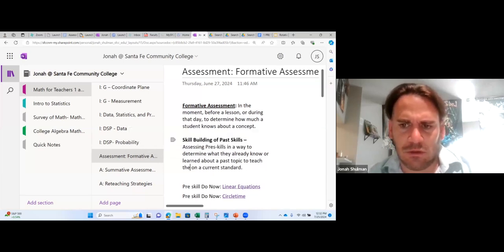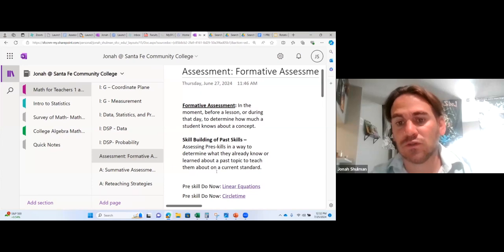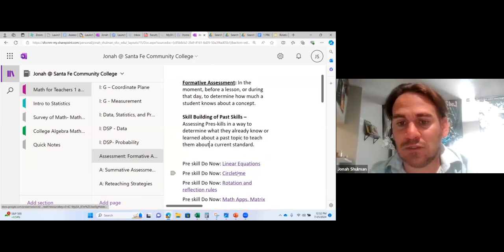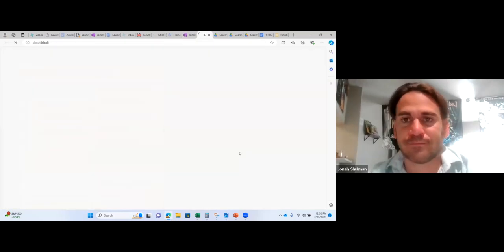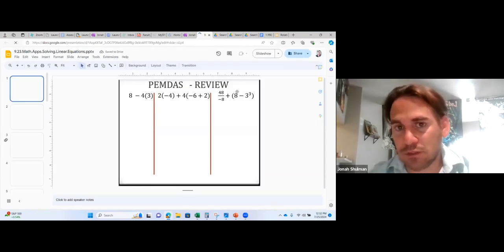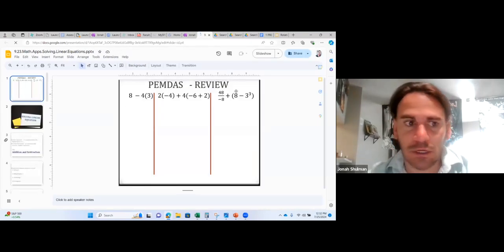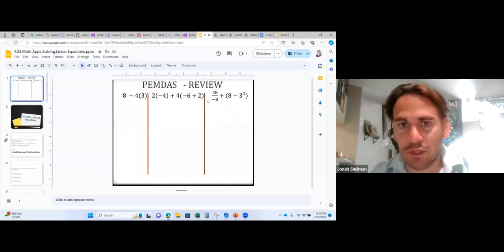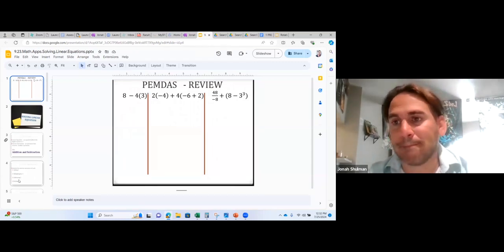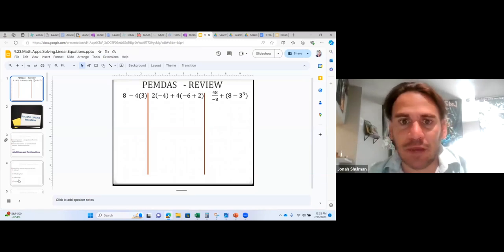Teach them about a current standard, because students are always bringing stuff into the classroom. They're always bringing stuff in about what they already know. So a lot of ways that I do this is with do now. Here's a typical one you've seen before. So why do we have PEMDAS here? Well, PEMDAS usually comes before linear equations. So if they know PEMDAS, they can do well on this. Guess what? Right away, they have a leg up. They've practiced something that they need in order to solve these linear equations.